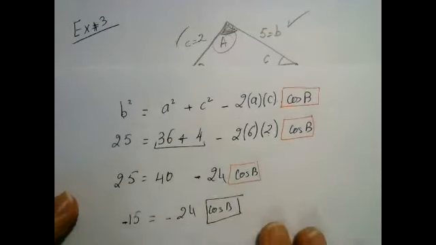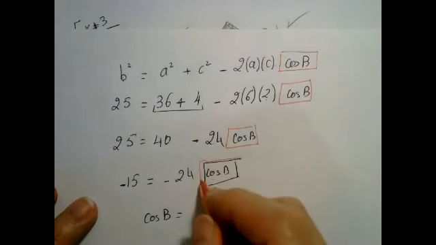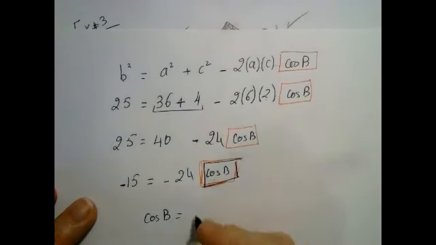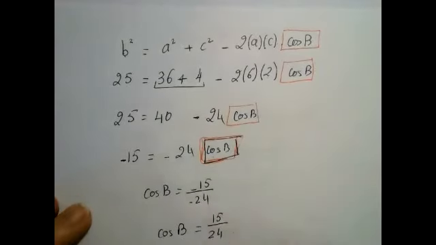Minus cosine B, so what's the cosine of B? Then do you divide here? We divide because you want to isolate it, right? That's the goal, isolate the cosine, isolate this piece. So it's minus 15 divided by negative 24, which is a positive number, right? Okay, and then we find B.